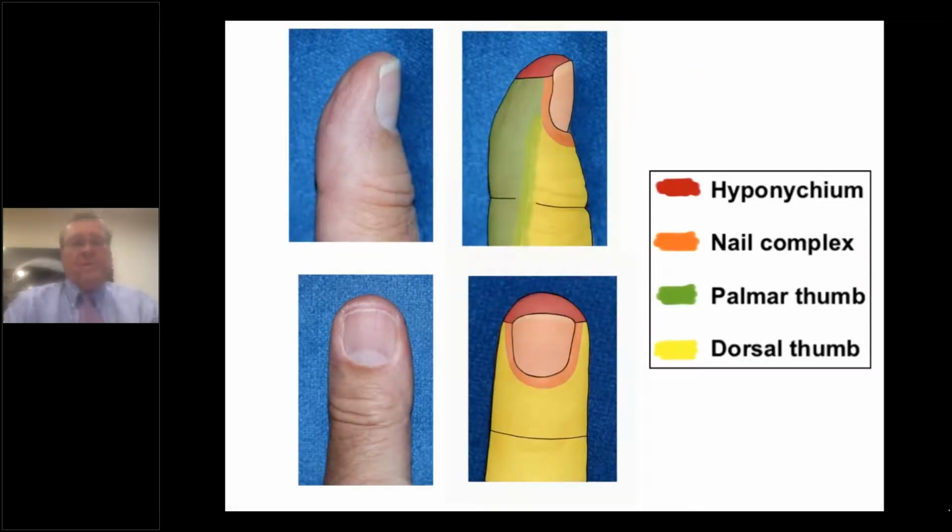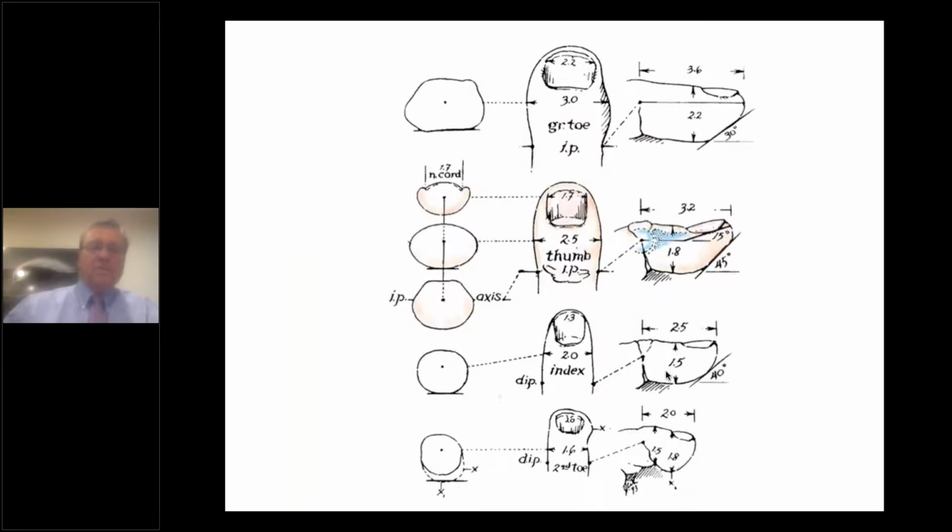First, the differences between the thumb. This is a normal appearing thumb on a Caucasian female hand. And the thumb is above and the digit is below. So we would like to recreate normal whenever possible.